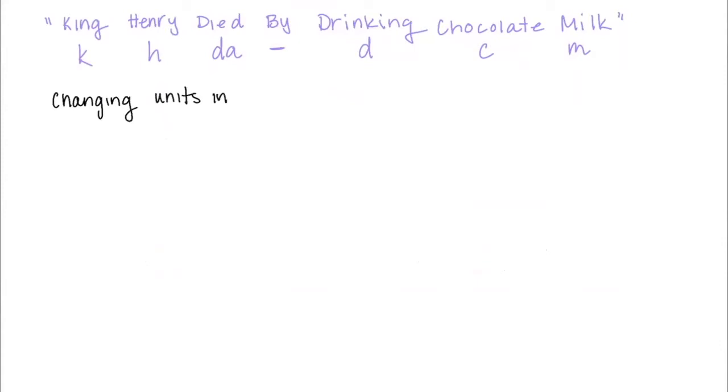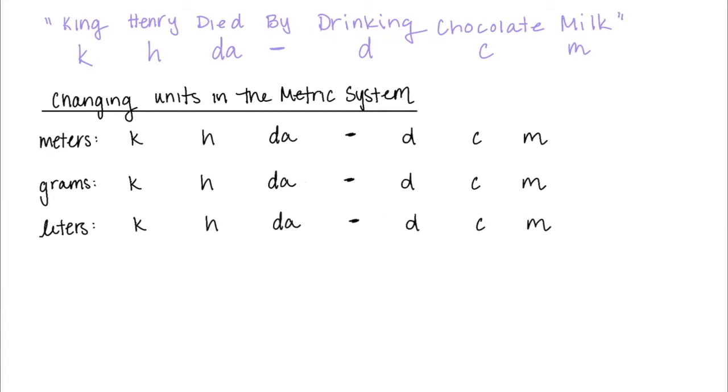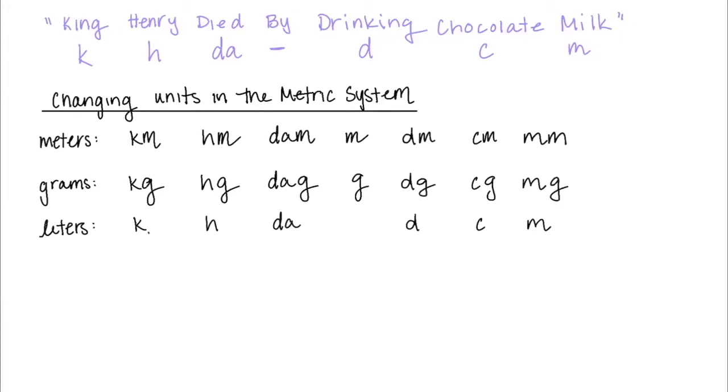Let's talk about changing units in the metric system. It honestly makes no difference which of these you're talking about, whether it's meters, grams, or liters. You put that base prefix in front, so King Henry died by, so this is our base, drinking chocolate milk. Let's go ahead and duplicate this for all of them. And now you just attach the prefix. So meters puts an m in between everything with the base unit in the middle. Grams puts a g. Liters puts an l. And again, you might see a capital L, completely up to you what you use. I like the lowercase l.